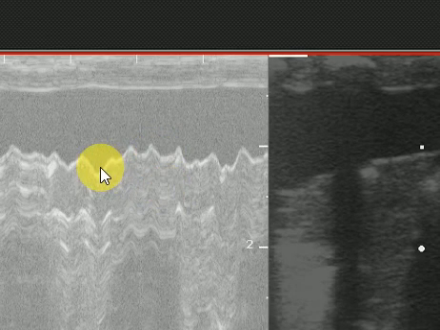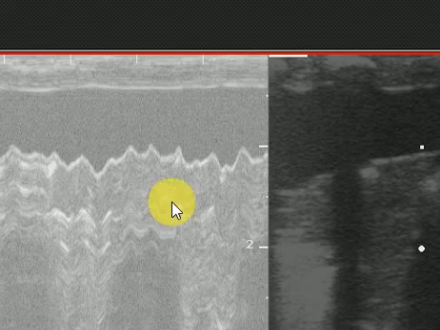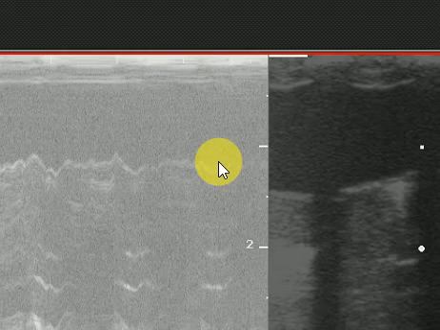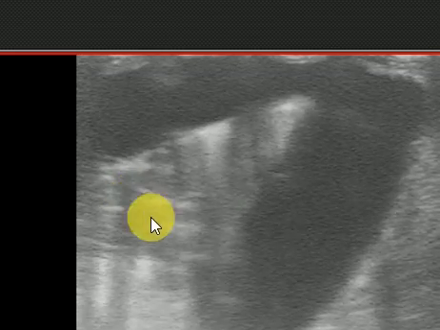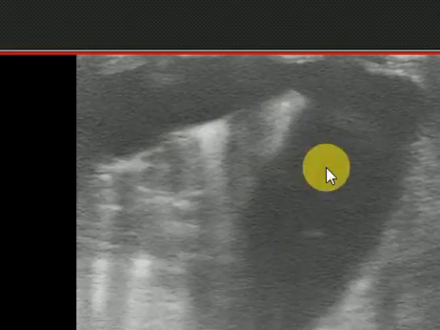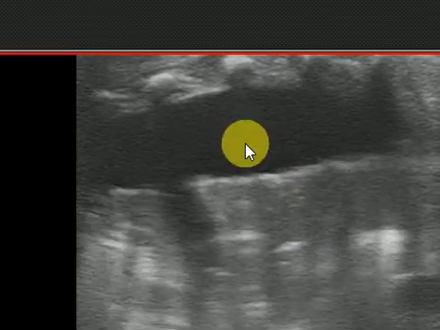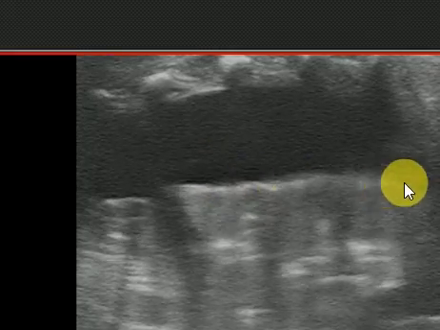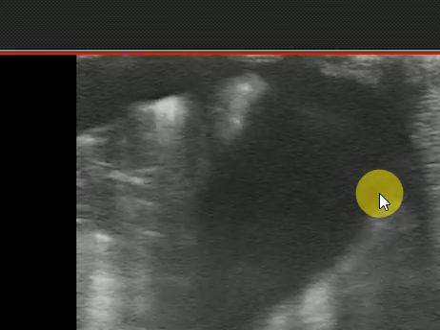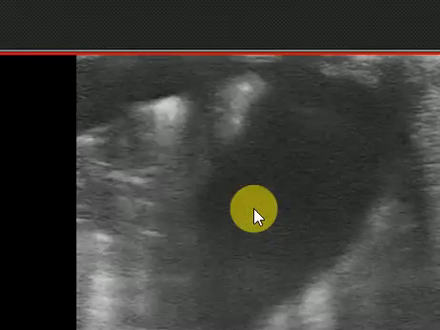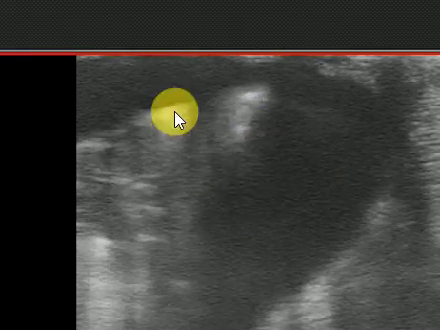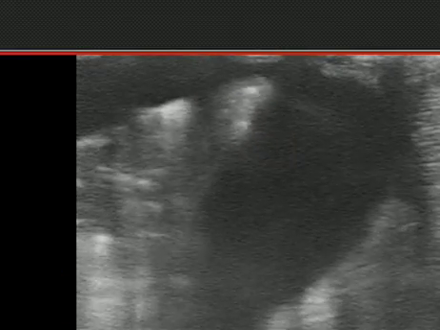This is the sinusoidal sign, effusion. Sinusoidal sign. This is the Wilton sign. This is fluid. This is the quad sign, this is the Philip sign. This baby cat had bilateral chylothorax.